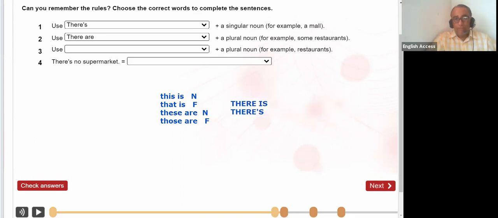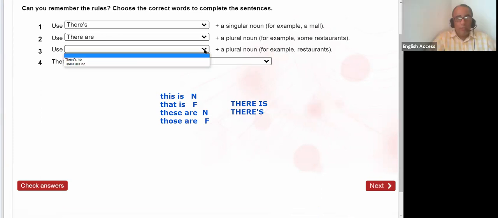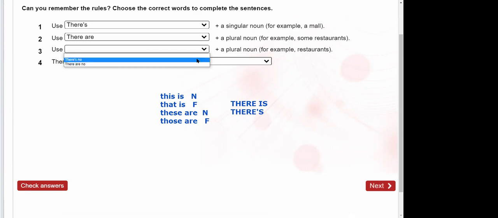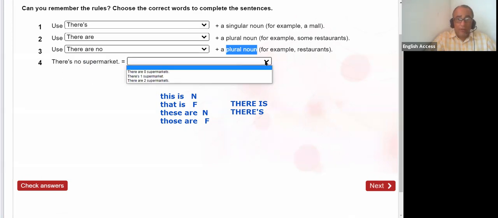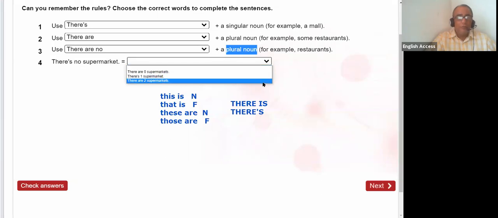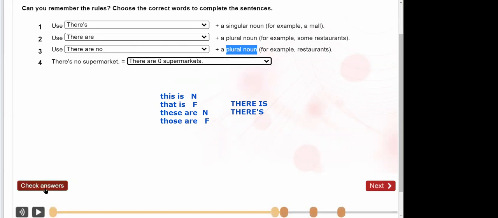¿Sale? Okay, thanks, teacher. Rule number 3. A plural noun negative. There is no or there are no. There's not. A plural noun. There are not. There are no. Y here is singular. There's no supermarket. 0, 1, or 2. 0. There are no supermarkets.